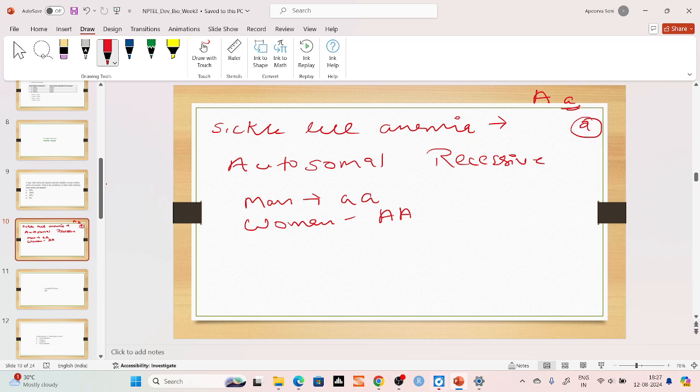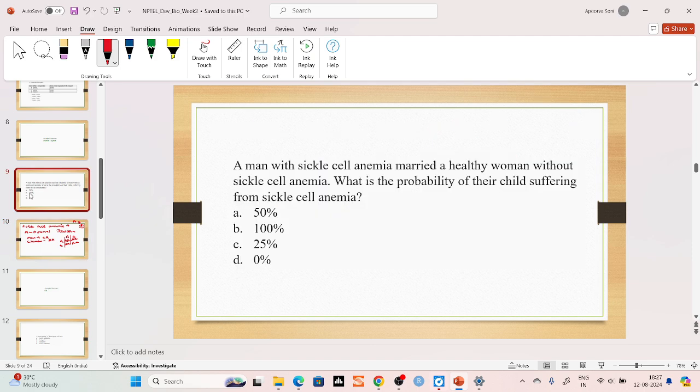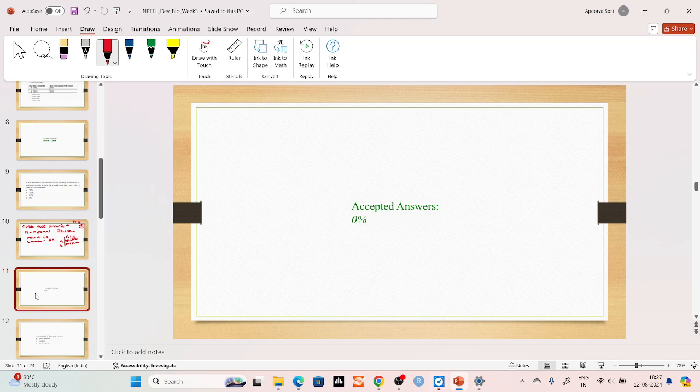Now with the help of a Punnett square, let us try to solve this. Since it is an autosomal recessive disease, it can only be caused when both the alleles are recessive. And here you can see that none of the children have both alleles recessive, they all are carriers. So the correct answer would be 0%. None of the children would suffer from sickle cell anemia.